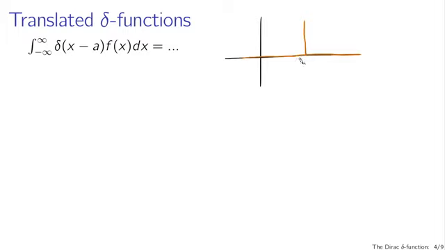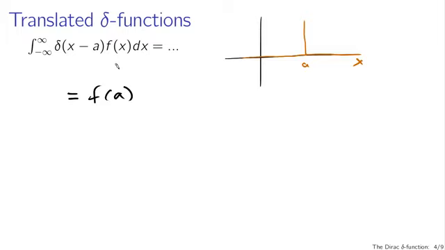It's not the most clear notation. This is the x-axis, and this is a. So what this is going to do, and you can think about doing a change of variables, some sort of u substitution where u equals x minus a, it's just going to give you the value of f at the point where the delta function has support. So this is going to give us f of a. So if we have some way of expressing the delta function, or if we're just using the delta function itself translated, we can pull out the value of f at any point.